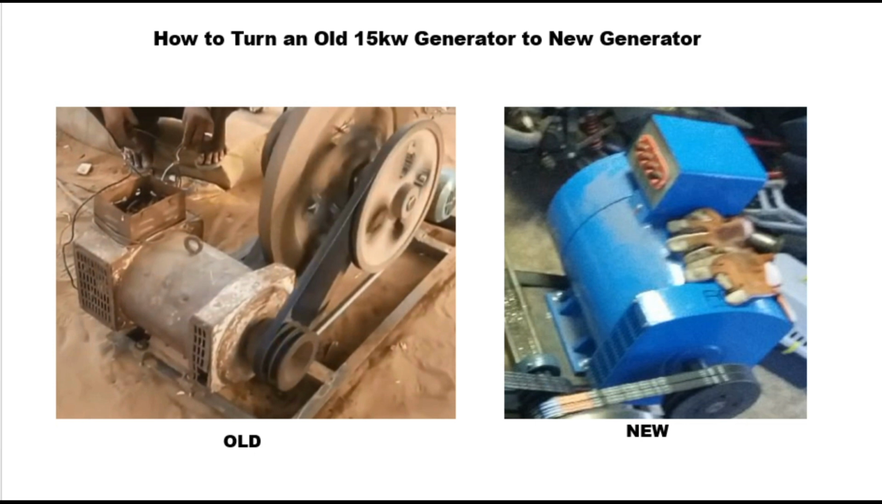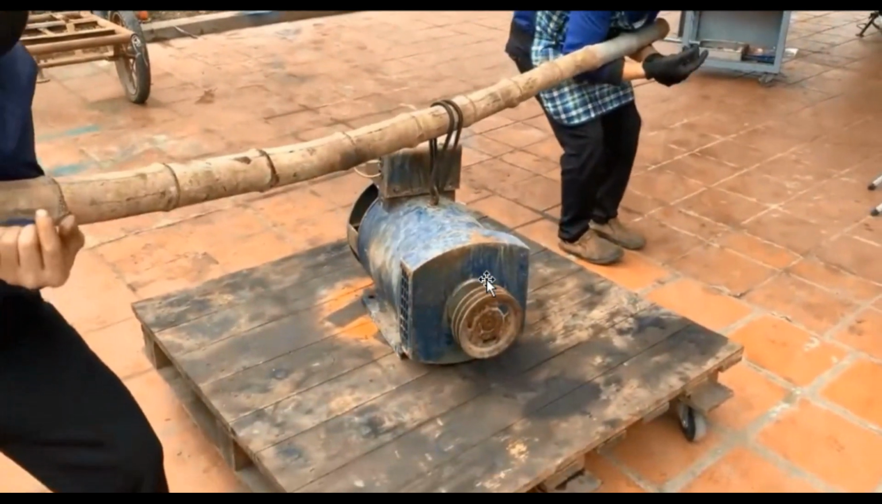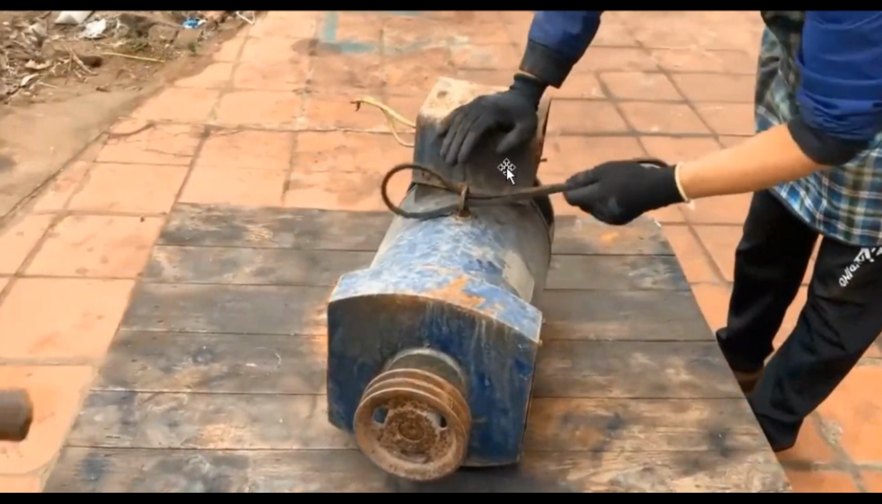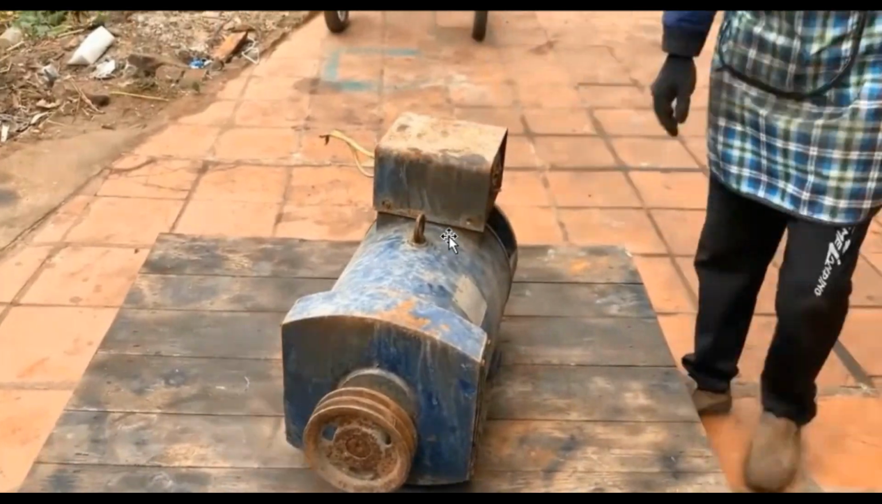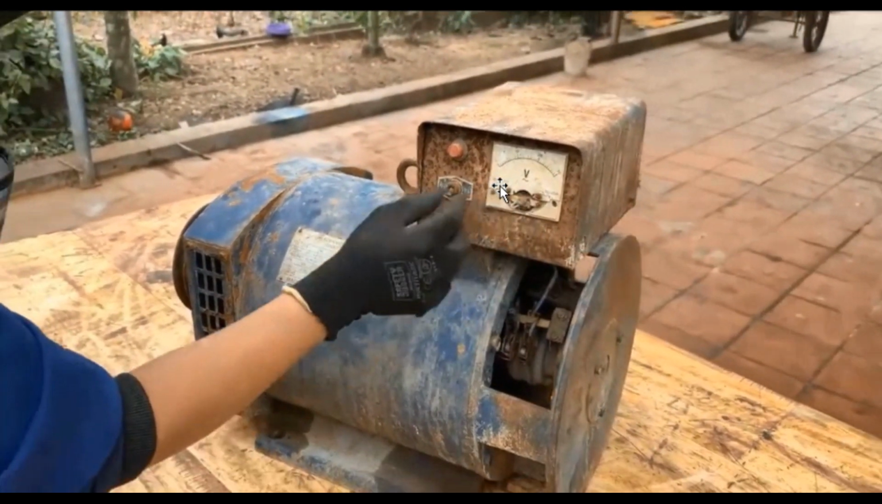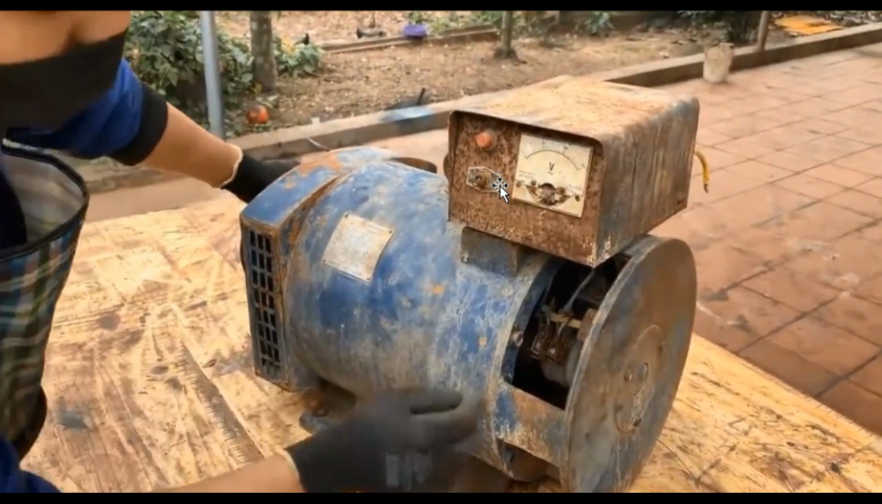So let's go on board with a practical demonstration of how you can do it, because we are going fully practical now. This is a good example of what we are looking at. This is an old generator, very old at that. Now we're going to change it to a new one. How do we do it?